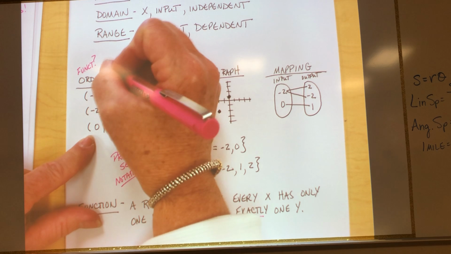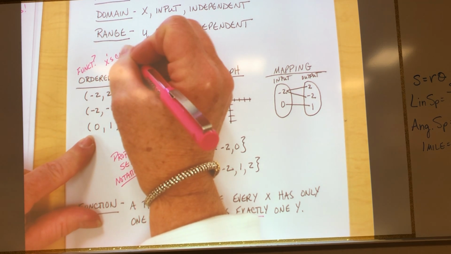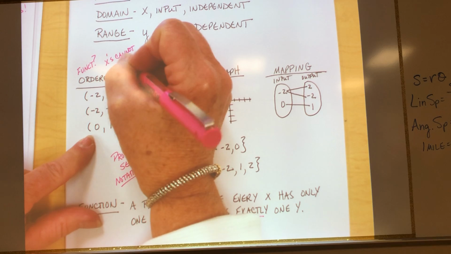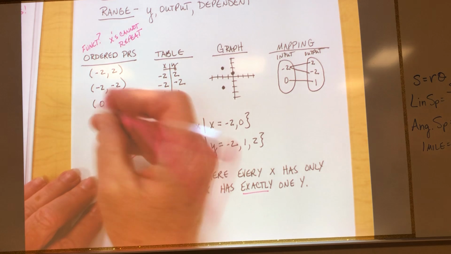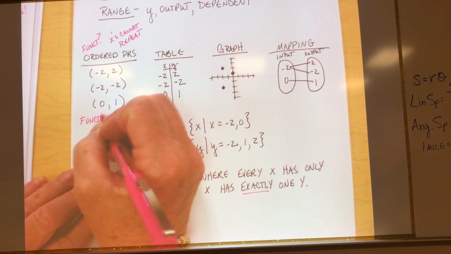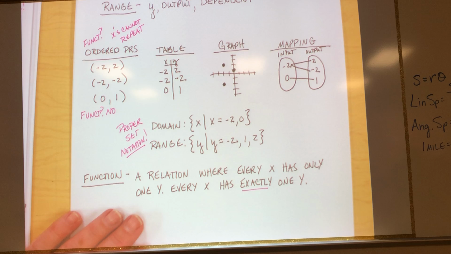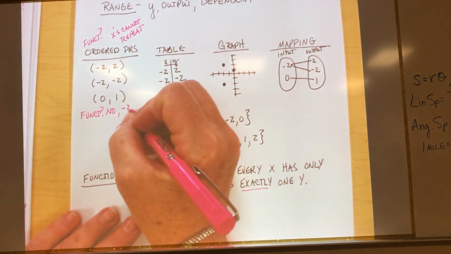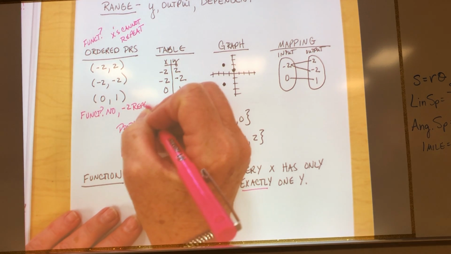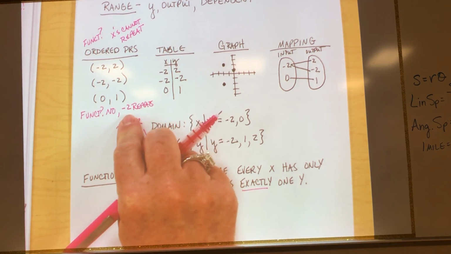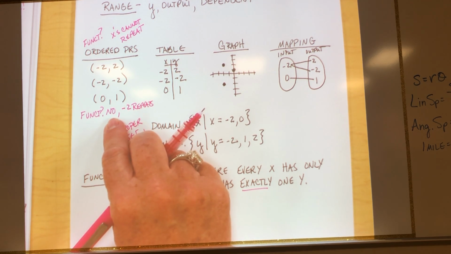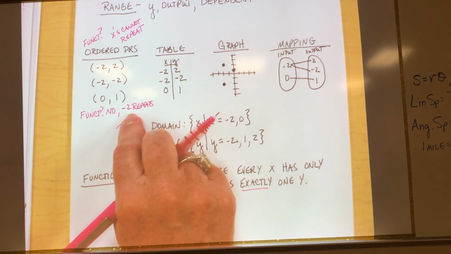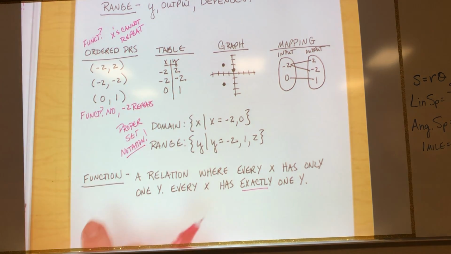So, Charlie says the x's cannot repeat. If the x's repeat, it is not a function. Okay? So, is this guy a function? No. Justify your answer. Negative, very good. -2 repeats. Do you see how I was very specific? I didn't just say the x's repeat. Obviously, you think they do because you said no, all right? But why? Because -2 has 2 y's.